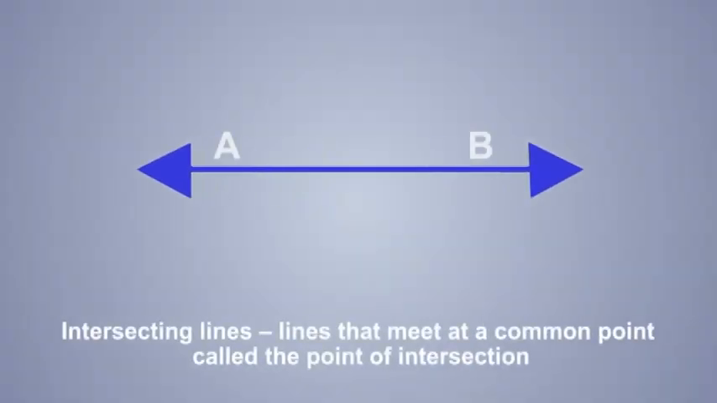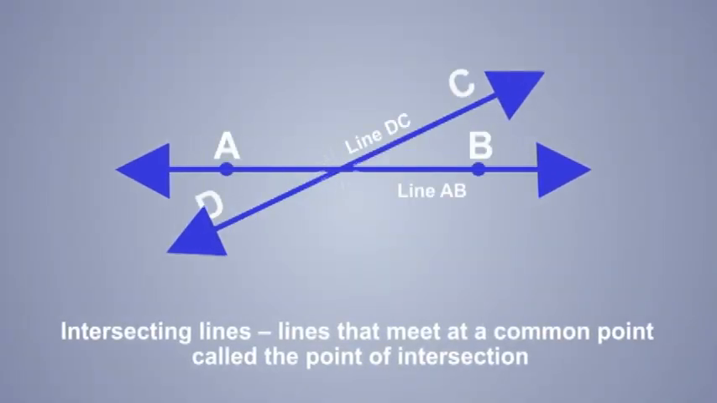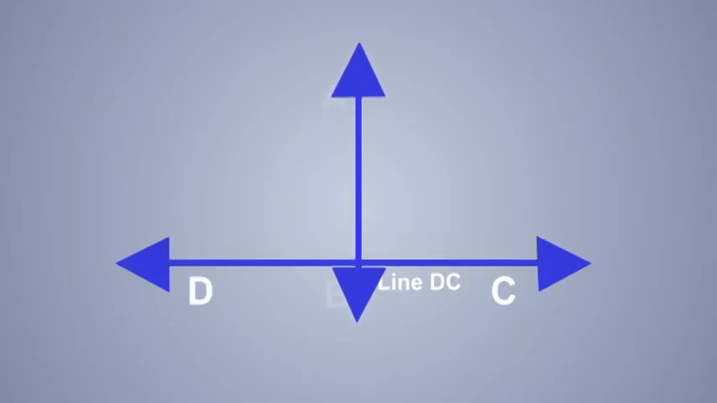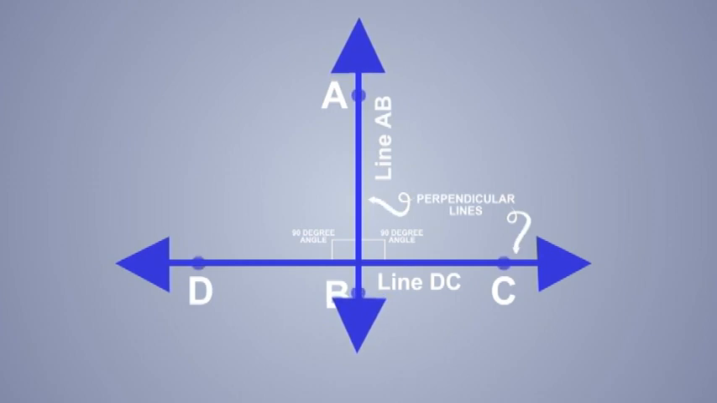Intersecting lines, meanwhile, are lines that meet at a certain point called the point of intersection. A particular type of intersecting lines are perpendicular lines. These are lines that intersect to form right angles, or a 90-degree angle, at their point of intersection. We will look into these angles later in this module.